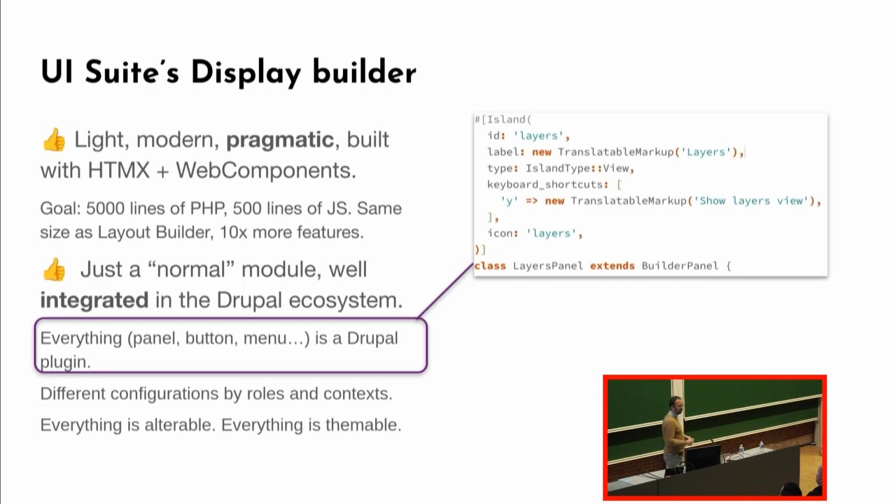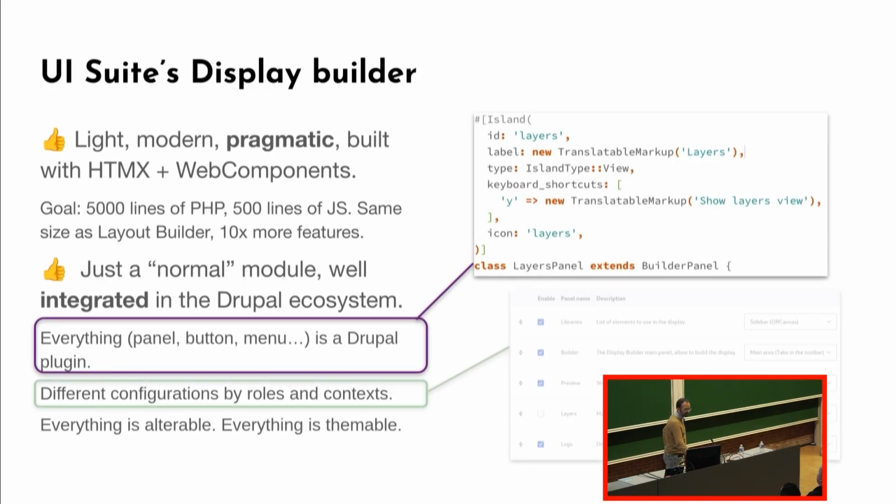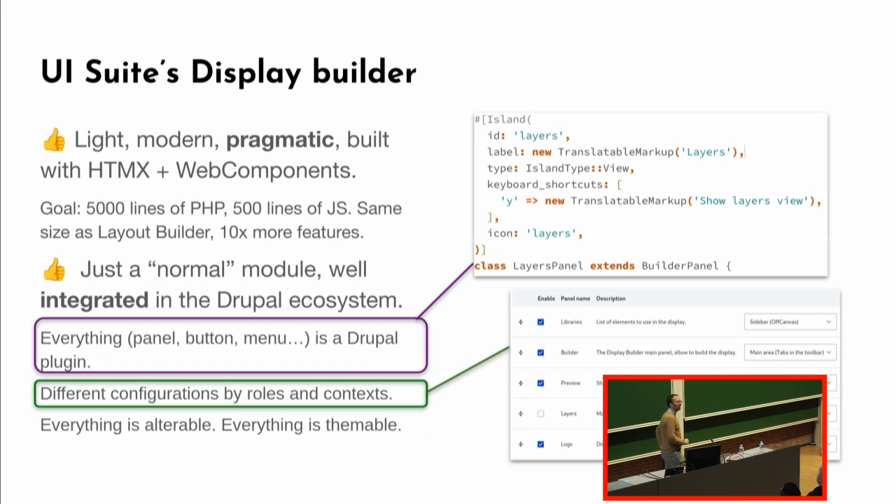For example, this is our plugin attribute format. And it's an example of our config entity because you can build your own builder. And you can extend it. At the end, we want our builder to be built with our builder. It will be great.